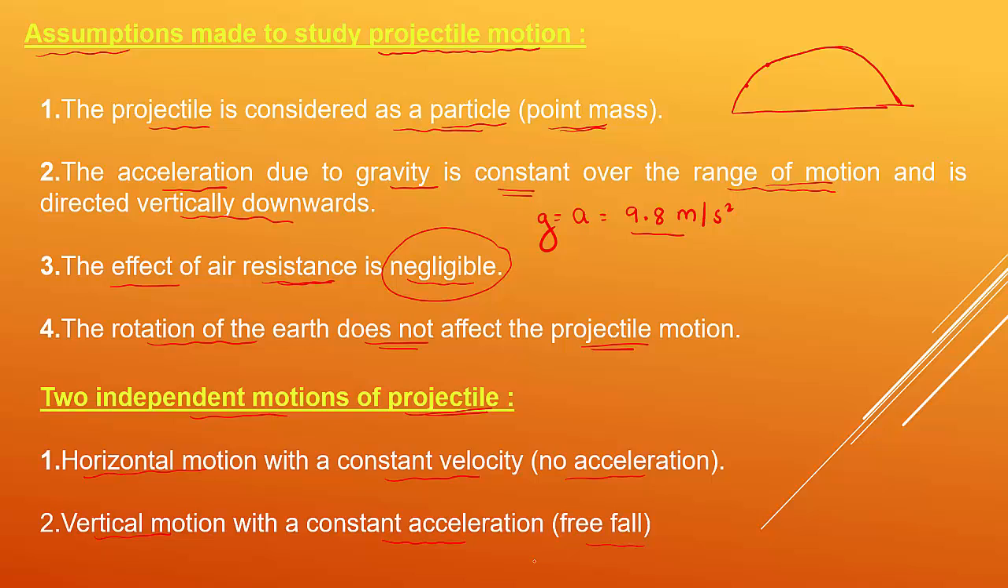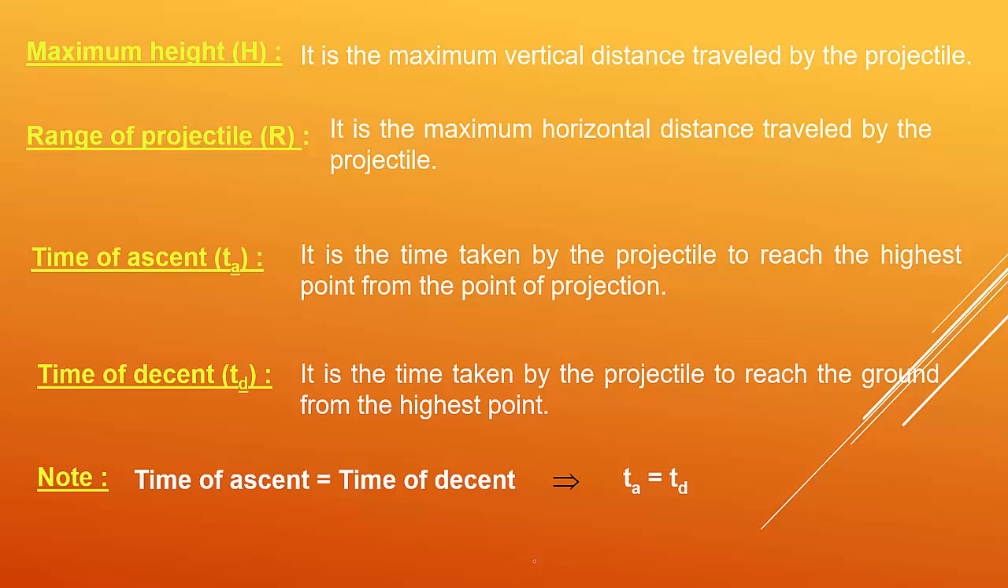Vertical motion with constant acceleration. You can take the waterfall or the free fall. This is moving in the vertical direction with constant acceleration. Horizontal motion with constant velocity, vertical motion with constant acceleration. These are the two independent motions of a projectile.